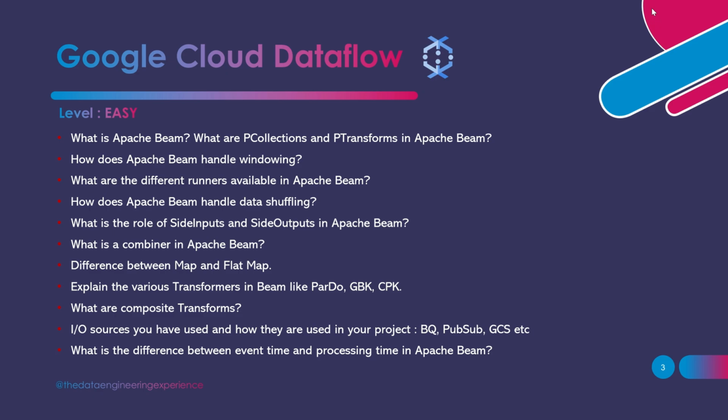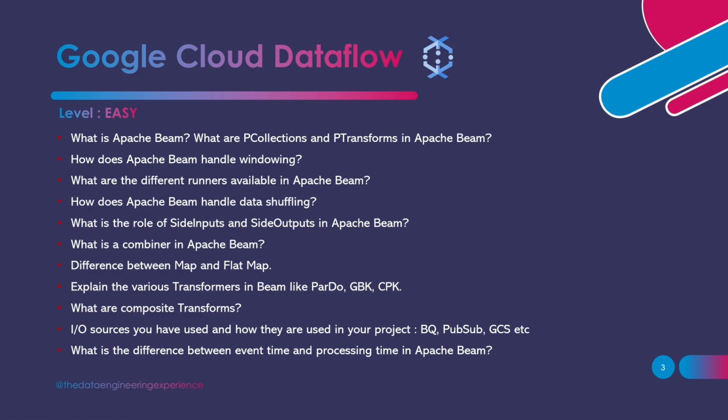And what are side outputs? Side outputs is a specialized ParDo transform when you need to output multiple PCollections from a single input. And what is the use case for it? Suppose you want to use two different PCollections, one for valid records and the other for invalid records. So you can do that using the side outputs.